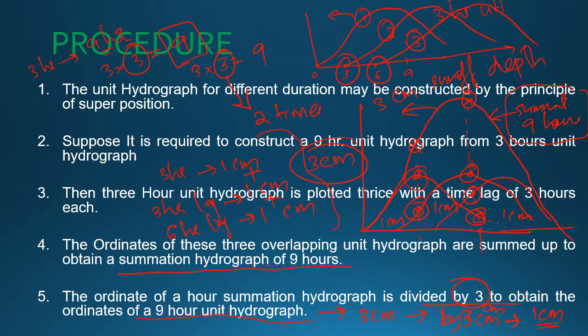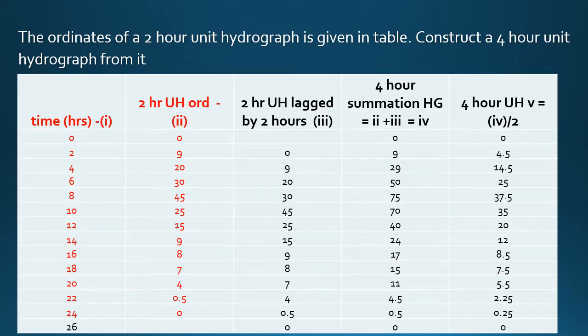Now let us move on to the numerical problem. In this question, the ordinates of a 2-hour unit hydrograph are given. You have to construct a 4-hour unit hydrograph from it. That is, this data in red color is given in the numerical, in the question itself.